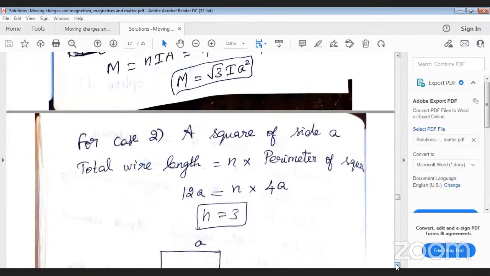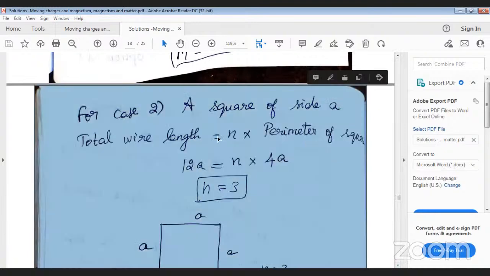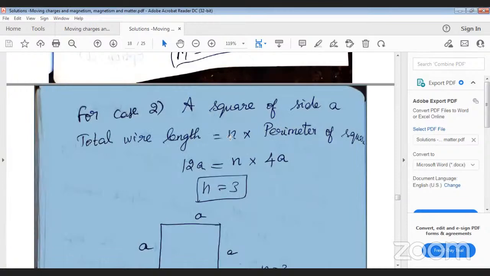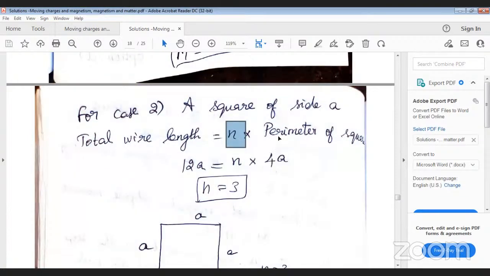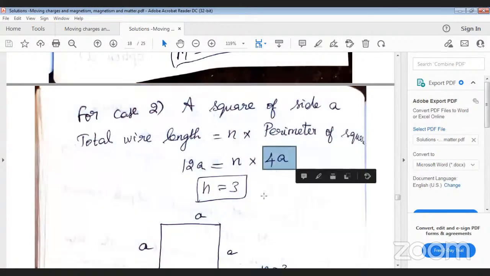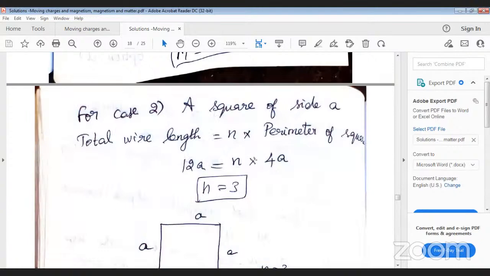For case 2, we have the square of side a, and the total wire length is 12a, and that should be equal to n into the perimeter of the square. Okay, so the perimeter of the square is 4a. So the total wire length 12a equal to n into 4a. So from this you can find out the value of n, or the total number of loops, that is 3.